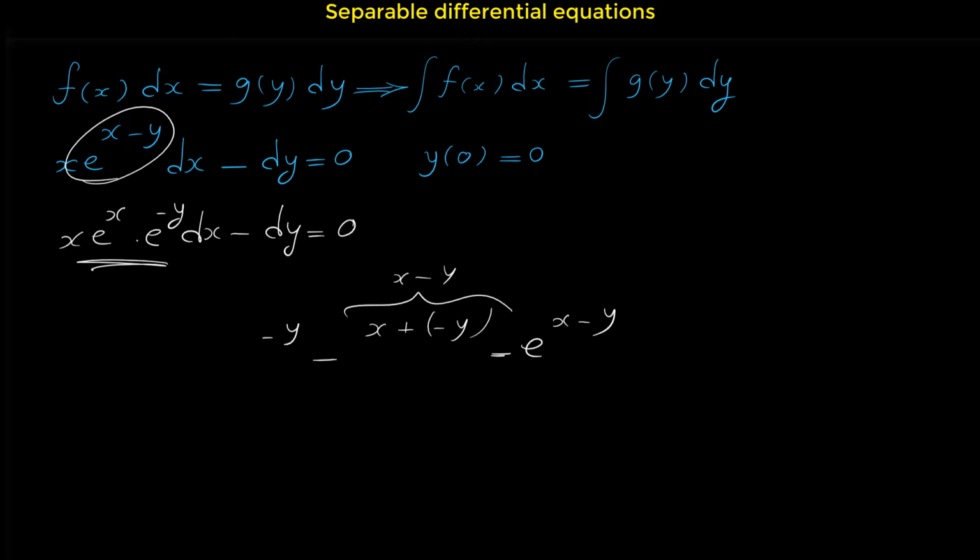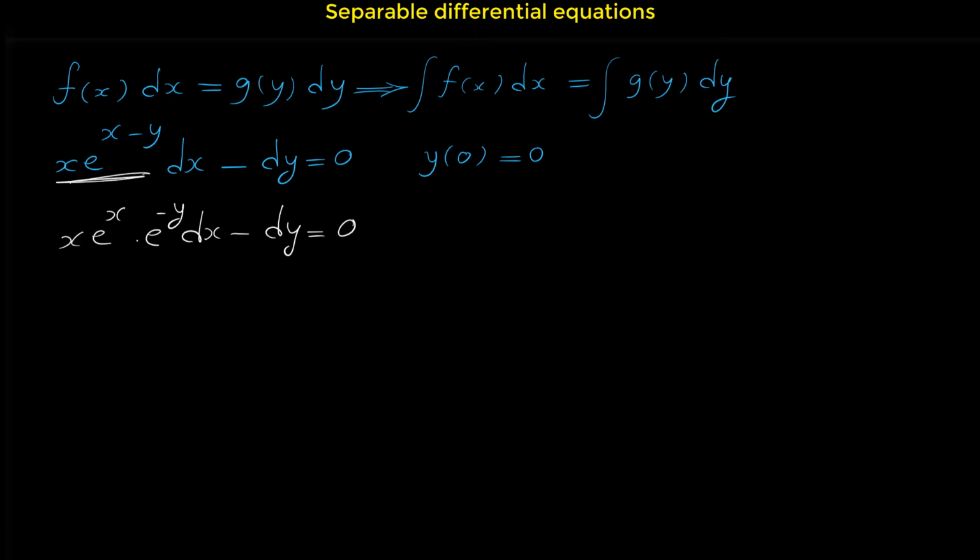So we can write e to the x minus y as e to the x times e to the negative y. And the reason that we write this in this form is that we want to separate the variables x from y. The next step is to move dy to the other side of the equation. Note that we want to convert and rewrite this equation in this form. So we want to separate x from y. So we move dy to the other side of the equation as here.